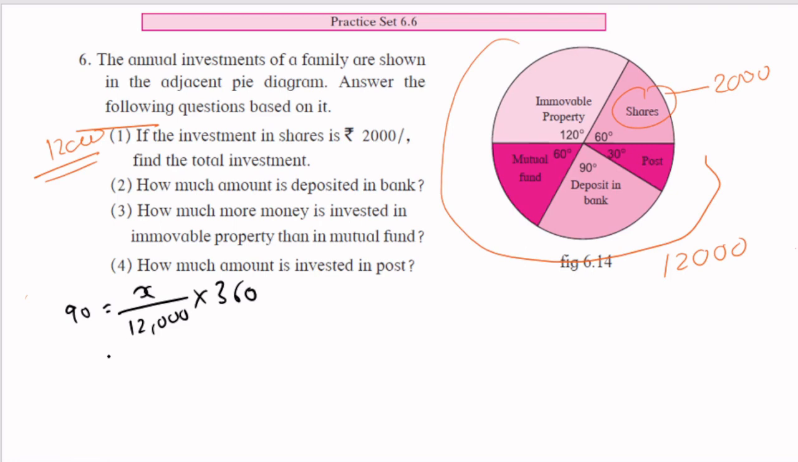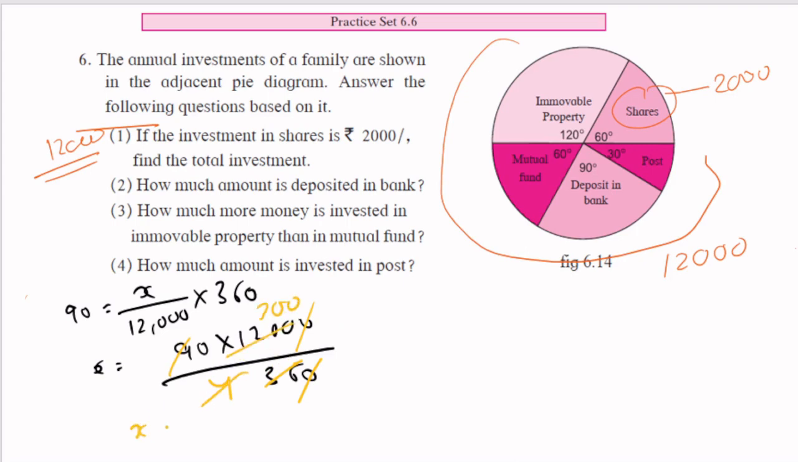Now write all the elements on one side. Just for simplification, x equals 90 into 12,000 divided by 360. Let's cancel. This 0 can get cancelled. 9 fours are 36, and 4 threes are 12, so 1200. What is the remaining? x is equal to 300 into 10, so 3000. So the answer to question number 2 is 3000 rupees deposited in the bank, right? What is the next question?